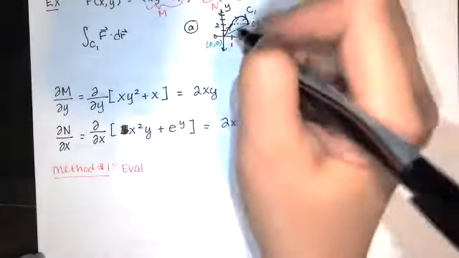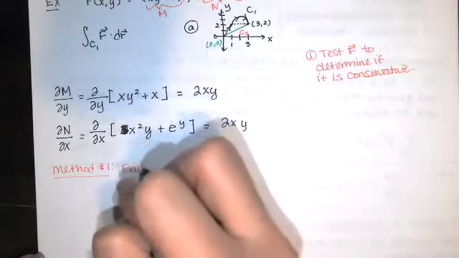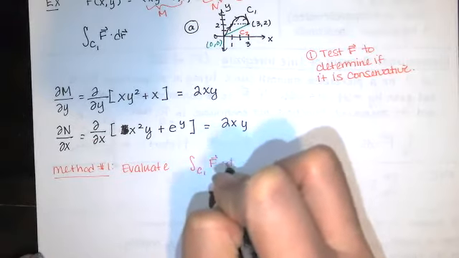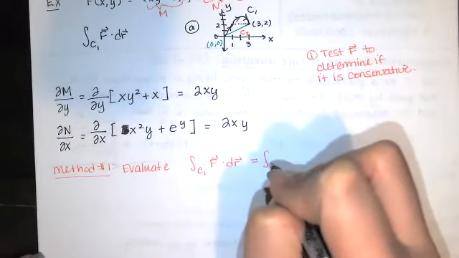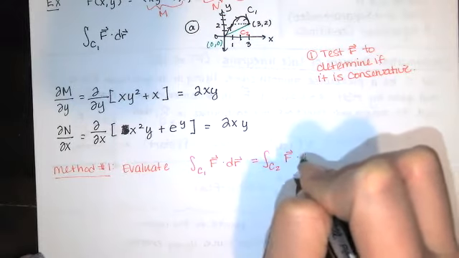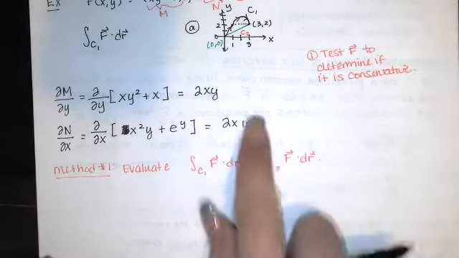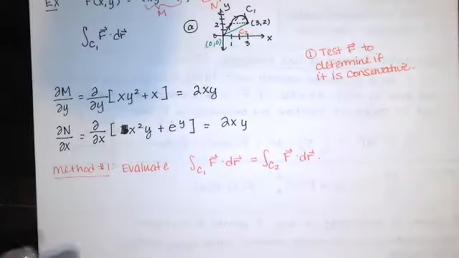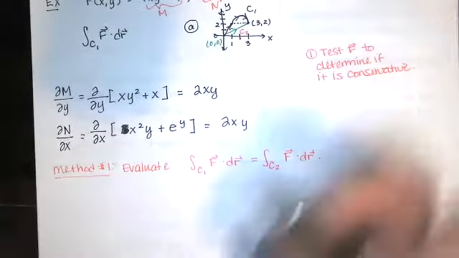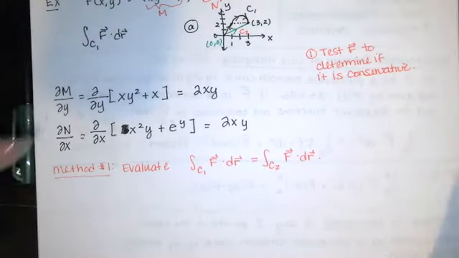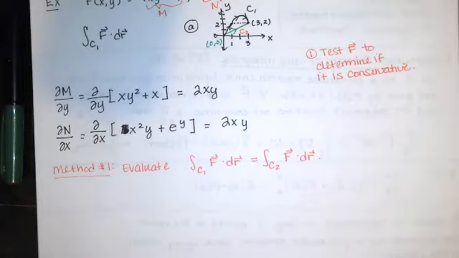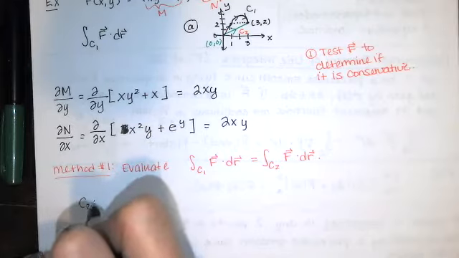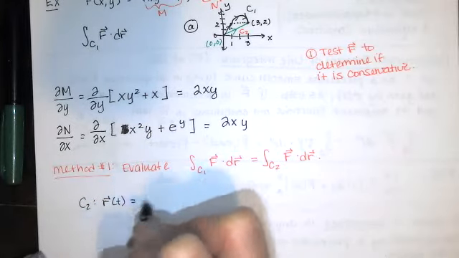If this is C1, I'll call this new path C2. The integral over C1 of f is equal to the integral over C2 of f. So I just need a piecewise smooth parameterization of this line segment that starts at 0, 0 and ends up at 3, 2. So C2 can be written this way.